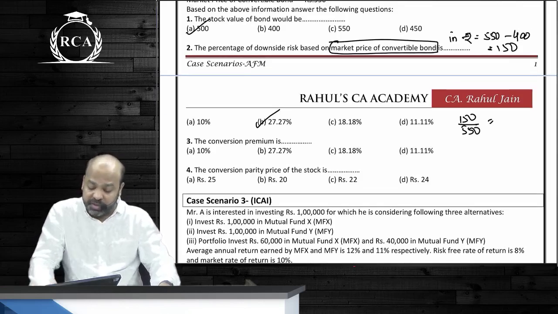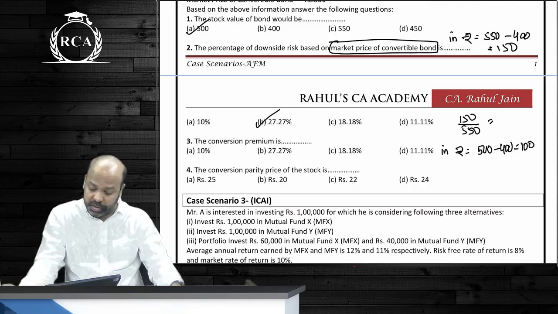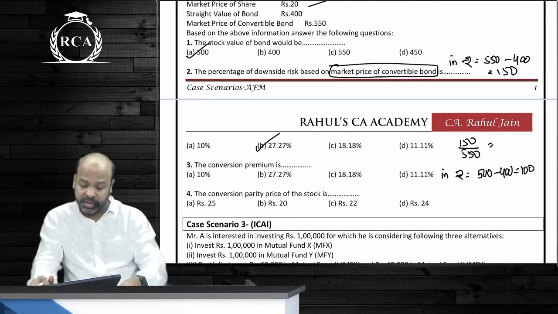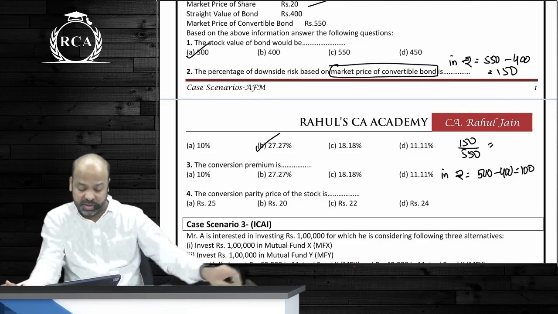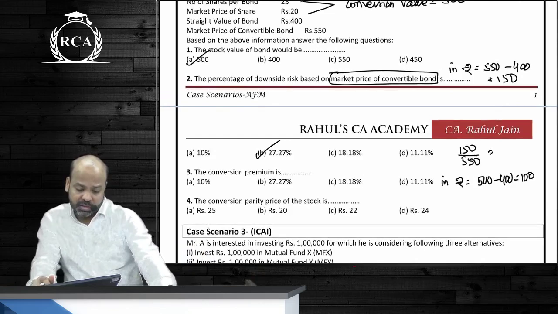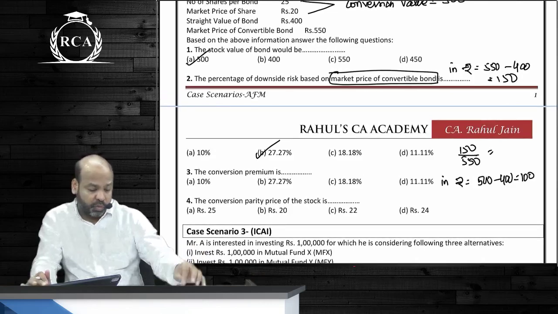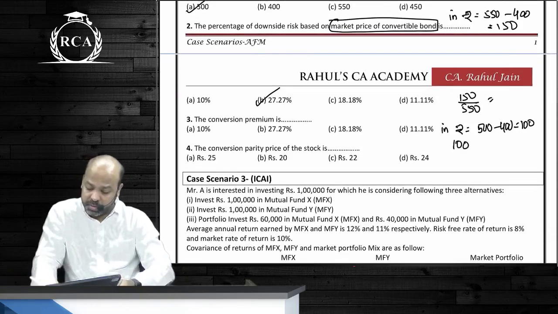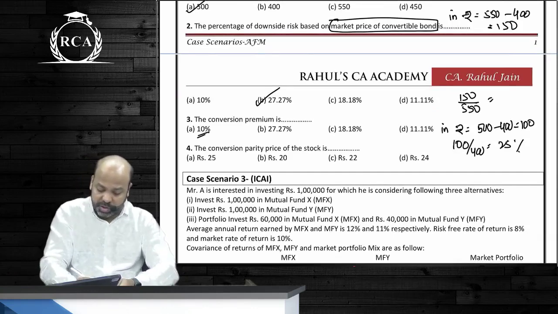Conversion premium guys. Conversion premium in rupees कितना रहेगा? In rupees guys it is going to be 500 minus 400, 100 rupees. Straight value of a bond as such beta is 400 rupees. The conversion value as such guys is 500 rupees. Conversion value उतना ही है ना? So what will be the amount of the premium guys? 100 upon 400. कितना percentage आ रहा है? 25%. Please change the option guys. Option A को 25% करो.